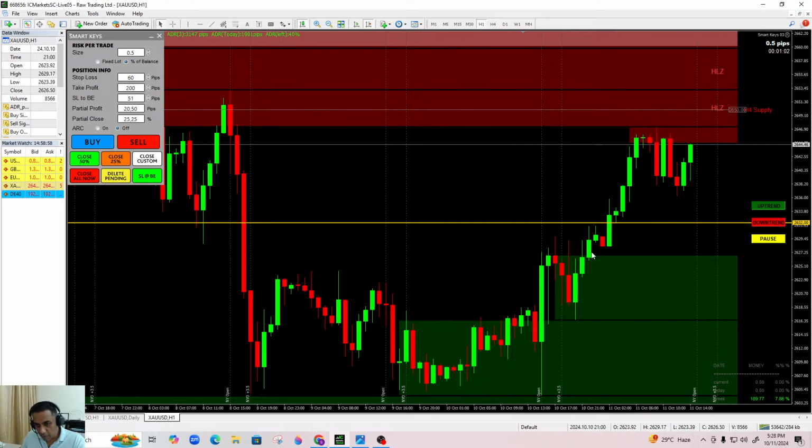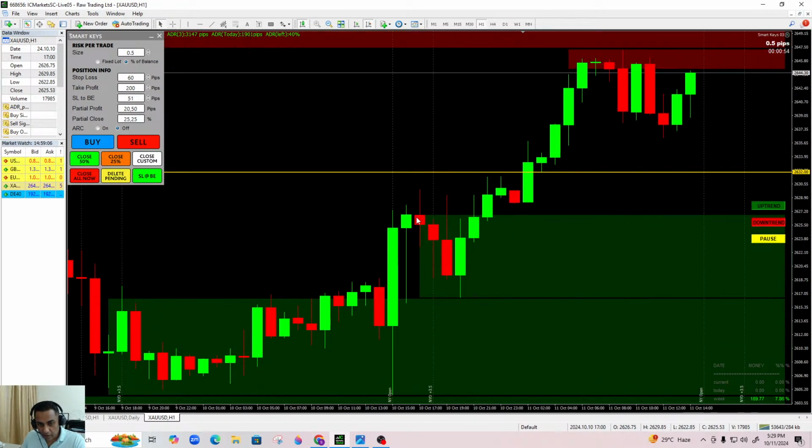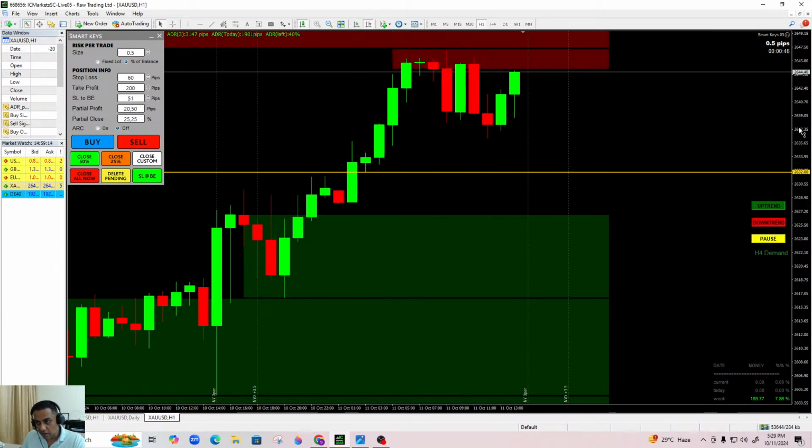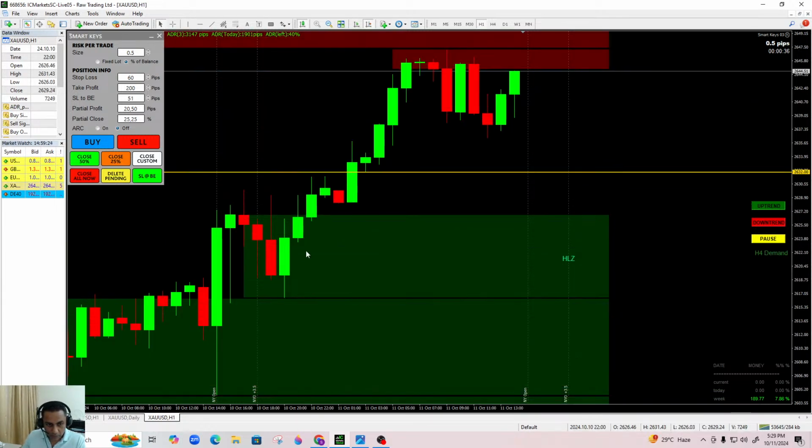So this move up here took out this supply. There was a rally, two base-in candles, and a drop. And this move up took that supply out. So this is a high liquidity zone.